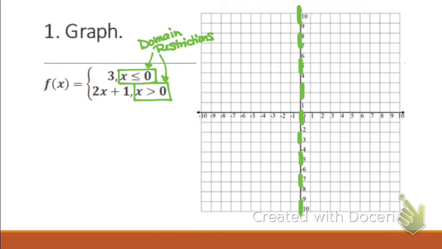Which function, the one on the top or the one on the bottom, which one lives on the left side of the graph? The top, which it just says 3. But don't forget, this is f of x equals. So I have f of x equals 3 here. So that's the same thing as y equals 3.